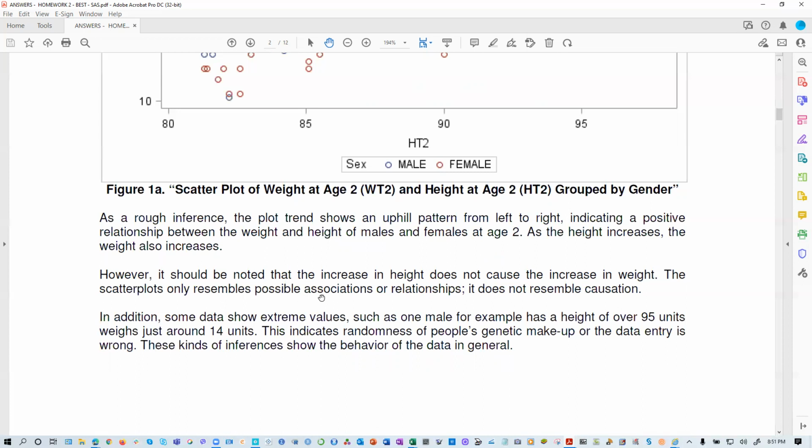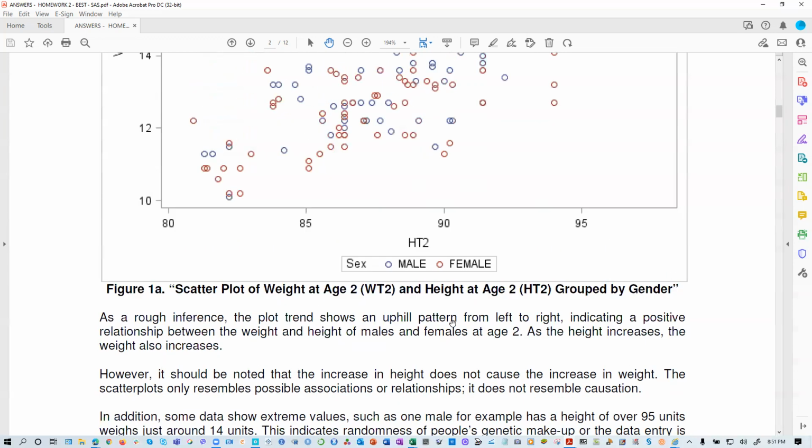The scatter plot only resembles possible association or relationship only. It does not resemble causation. See? Very important, that part. That's what we are doing in the whole regression too. Just trying to build up some kind of a relationship and see how strong that relationship is through the correlation coefficient, or the R squared, or take the square root of that one.